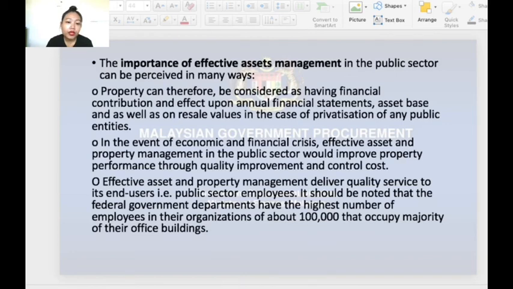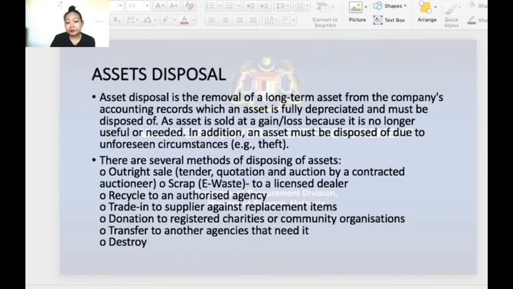Okay, how about the assets disposal? Asset disposal is the removal of a long-term asset from the company's accounting records, when an asset is fully depreciated and must be disposed of. Means it's expired already, so we don't need it anymore. Yeah. So what is the procedure of disposing it?